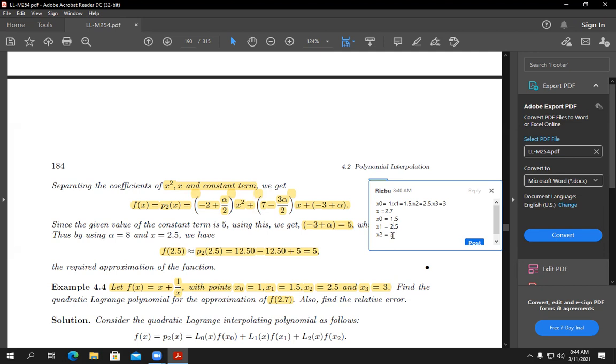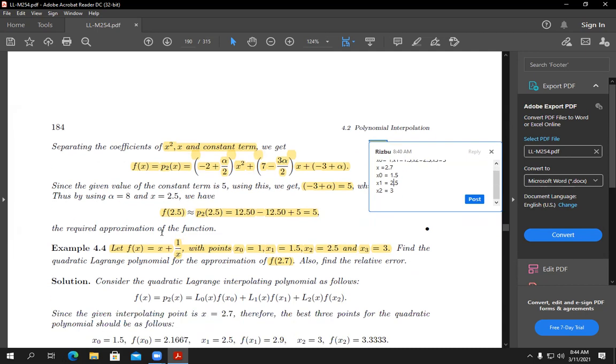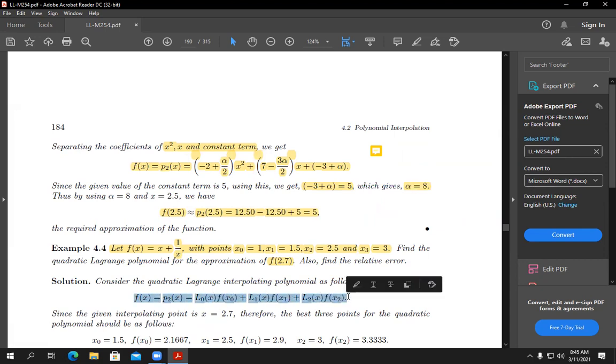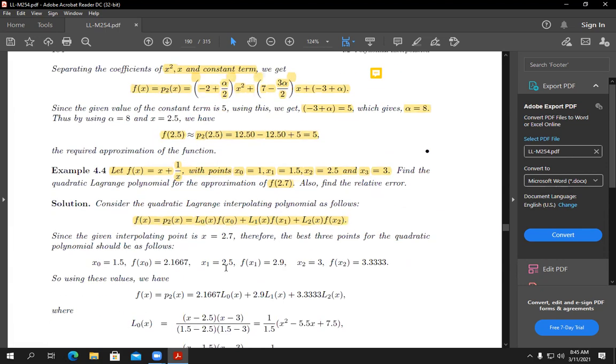The procedure is to choose points that are close to each other, and x must be inside them. Now we are ready, and all the information we have is here. So we need the formula, this one, and we need the x, which is this one.